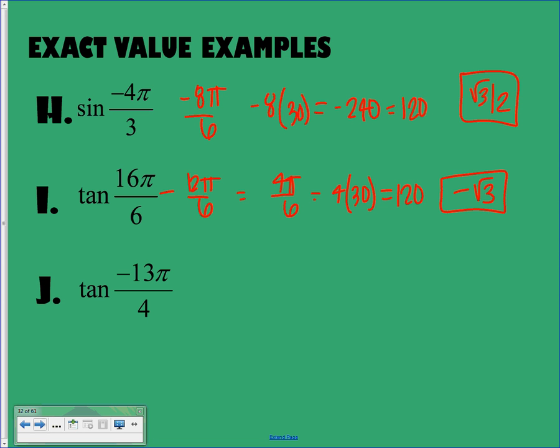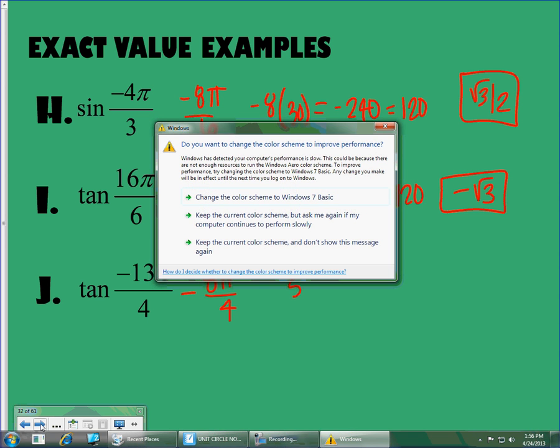Okay. Tan of negative 13 pi over 4. This time I'm in pi over 4s, so I would subtract 8 pi over 4 because 8 divided by 4 is 2. So this is just like subtracting 360. We're just going around the circle multiple times. So 13 minus 8 is going to be 5 pi over 4.